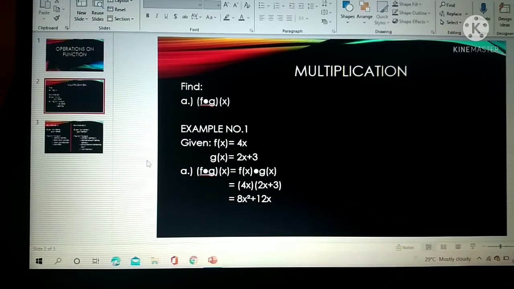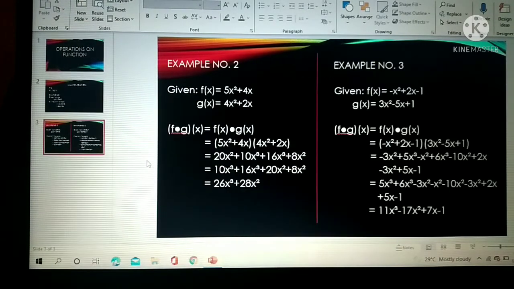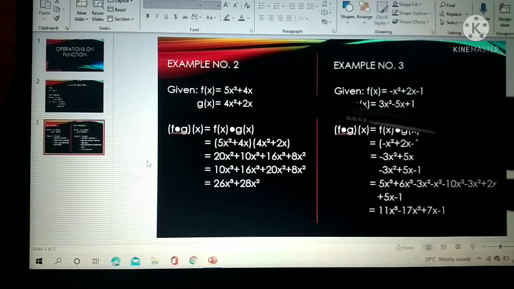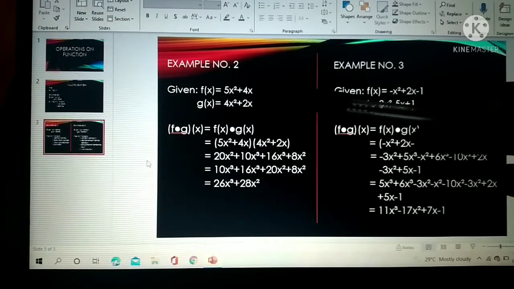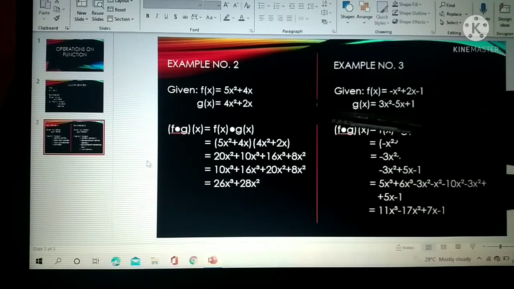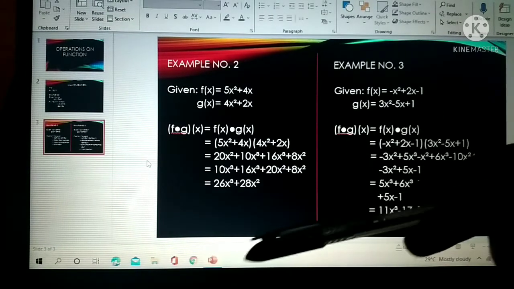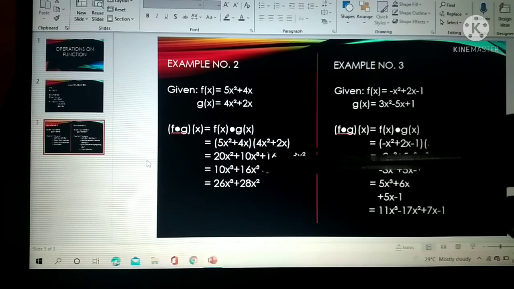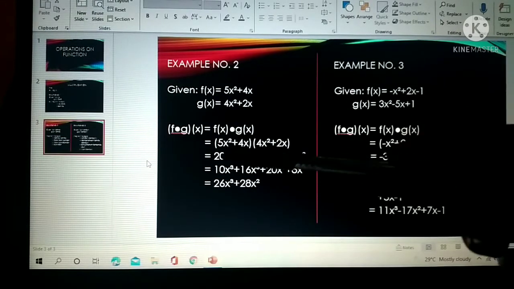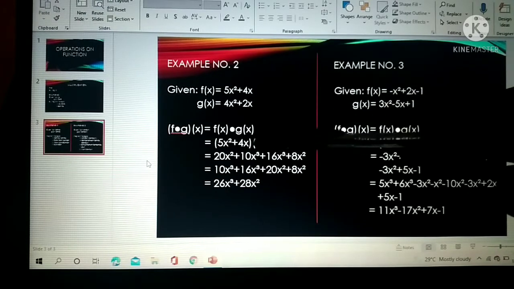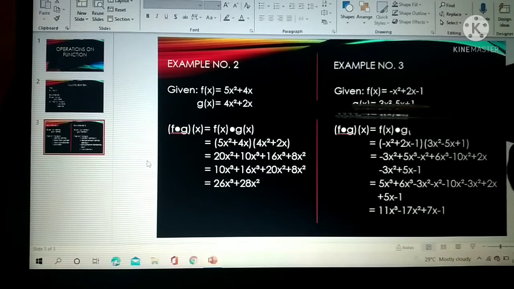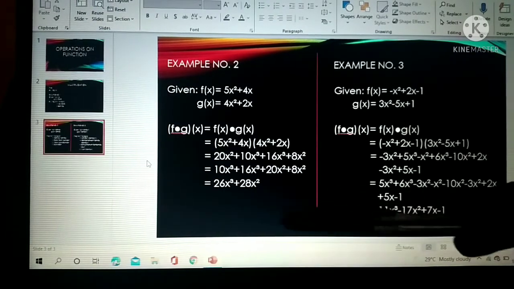Now let us proceed to example number 2. The given for example number 2 is f of x is equal to 5x squared plus 4x and our g of x is equal to 4x squared plus 2x. So the quantity of f times g times x is equal to f of x times g of x. Let's substitute x, where our f of x is 5x squared plus 4x, and multiply by 4x squared plus 2x, which is our g of x. Now let us use the FOIL method here.